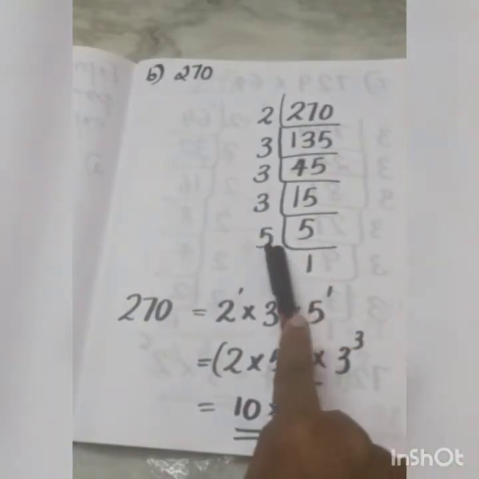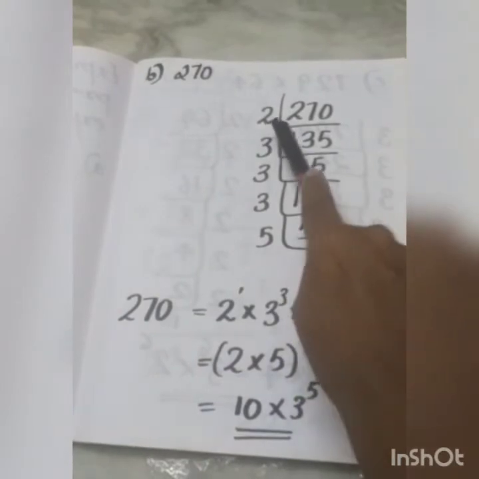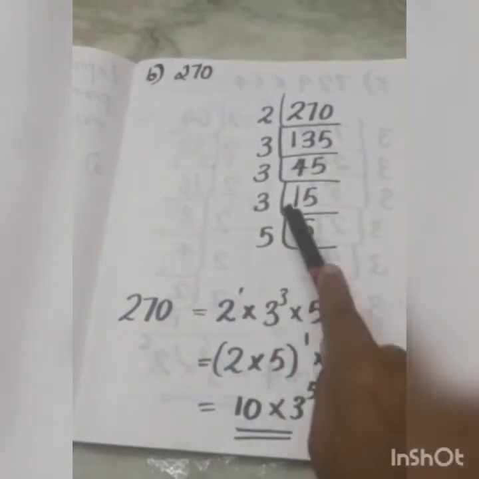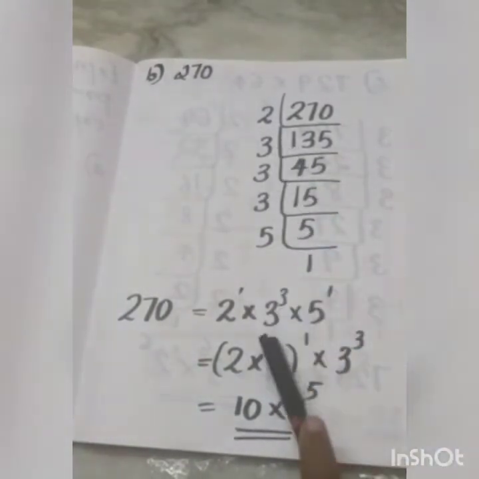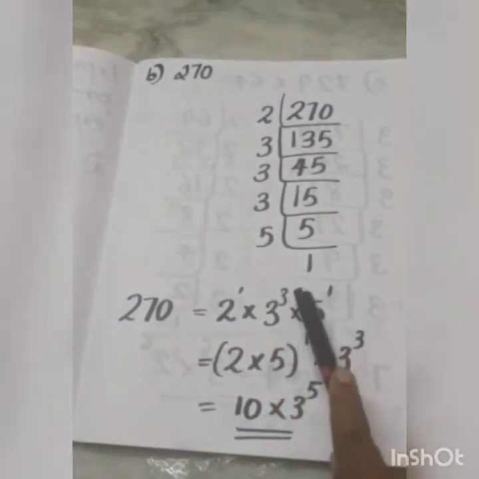Now we can write the exponential form. How many 2's are there? Only 1. So 2 raised to 1 into 3. How many 3's? 1, 2, 3. So 3 cube into 5, also only 1. So 5 raised to the power 1.